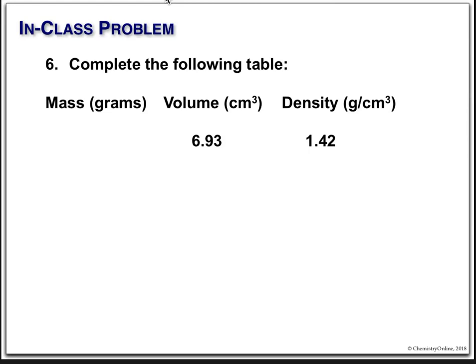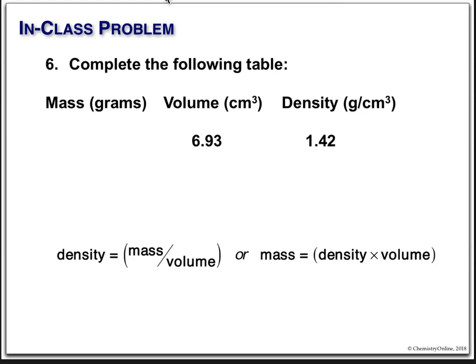All right, density. We are given that we have a volume and a density. We want to calculate the mass. First thing you want to remember is just the definition of what density is. It's mass divided by volume. Now what we're looking for here is mass, right? So to solve this for mass, we would multiply volume times density, and that's what we would have. So all you have to do to solve this is plug in our numbers. 6.93 times 1.42. Do the calculation, and we get 9.84.